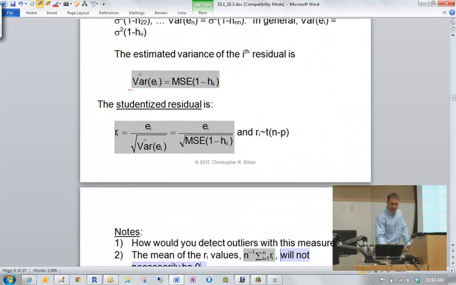So the estimated variance of e sub i is MSE times 1 minus h sub i. And I put this together with my residual itself. I have what our book calls a studentized residual.